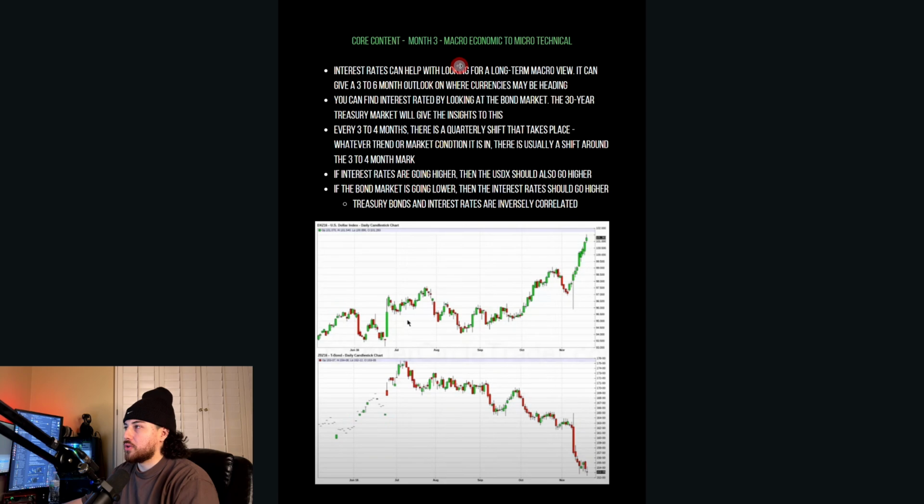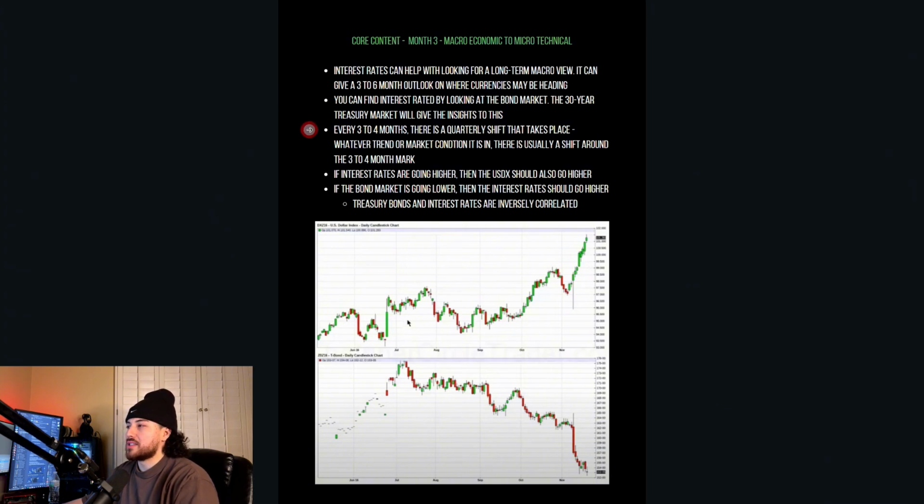Month 3, macroeconomic to micro technical. Interest rates can help with looking for a long term macro view. It can give a 3 to 6 month outlook on where currencies may be heading. You can find interest rates by looking at the bond market. The 30-year treasury market will give the insights to this.